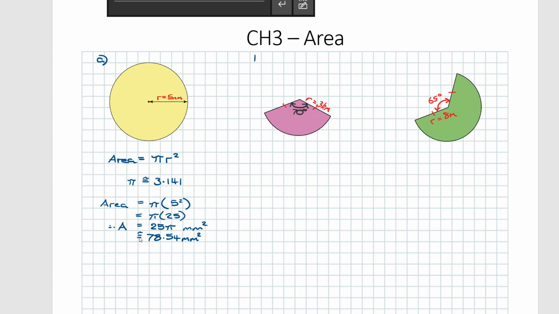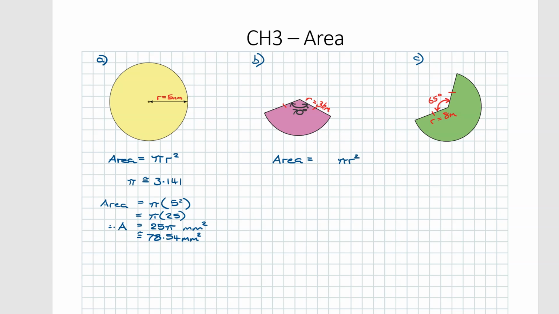Now moving on to the second and third examples, notice that we've got something a little bit different. We don't have a full circle, but rather only a portion of a circle. So this makes things a little bit trickier. In the spirit of what we've done in the first one, we're still going to use our area formula, pi r squared, but we're no longer dealing with the full circle, but rather a portion of the circle. So we have to account for the part that we're missing.